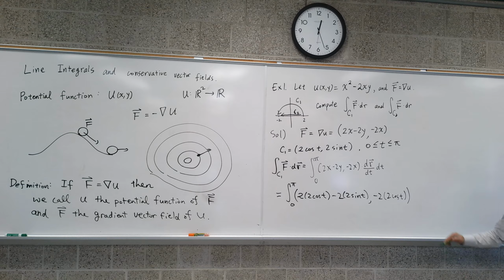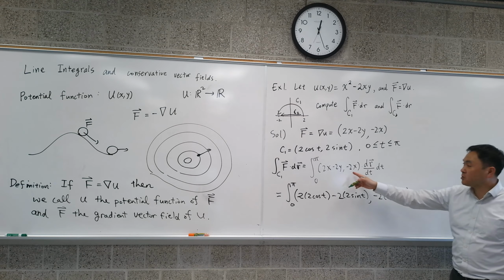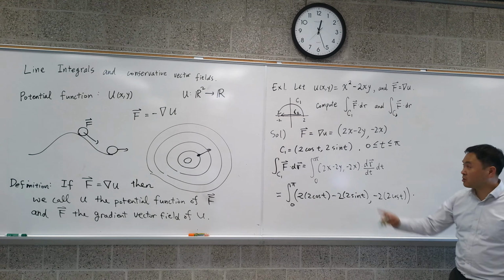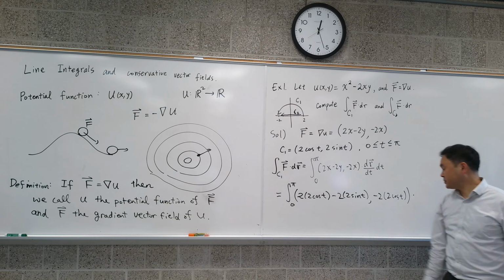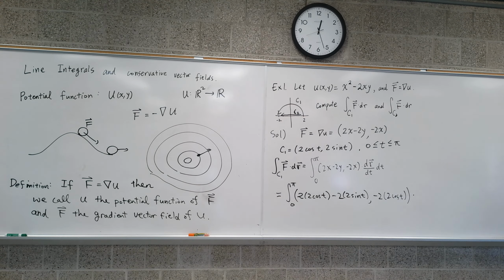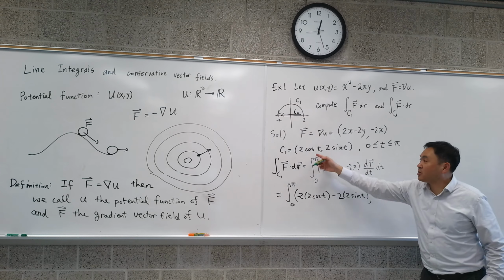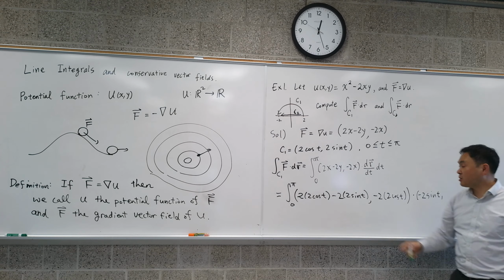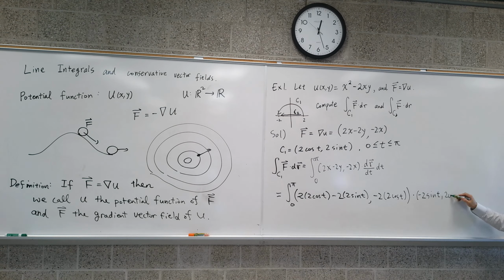So that's going to be the force field evaluated at the position function r(t), dotted with dr/dt. So you have to differentiate this, which is negative 2 sine t, and then differentiating sine gives you cosine t, so it's 2 cosine t dt. Now do the dot product.